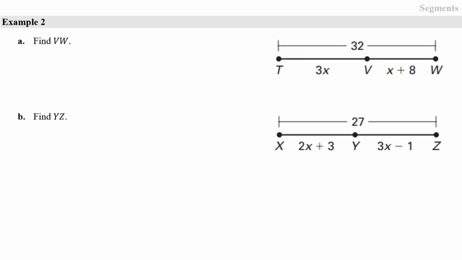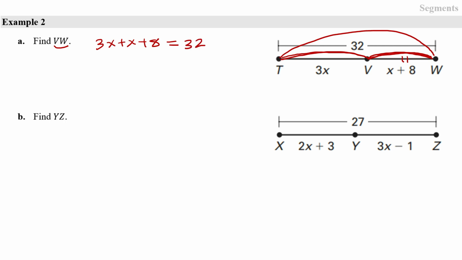Now for example 2, this is where we're going to see a little bit more algebra. It's not just numbers, and it's not going to be as easy as the last one, but it's going to be the exact same concept. If I ask you to find the distance from B to W, B to W is the smaller distance on the right. The same formula applies: the distance from TV plus the distance from B to W equals the whole distance. I can do the exact same setup: 3x plus x plus 8 is equal to the whole thing, which is 32.